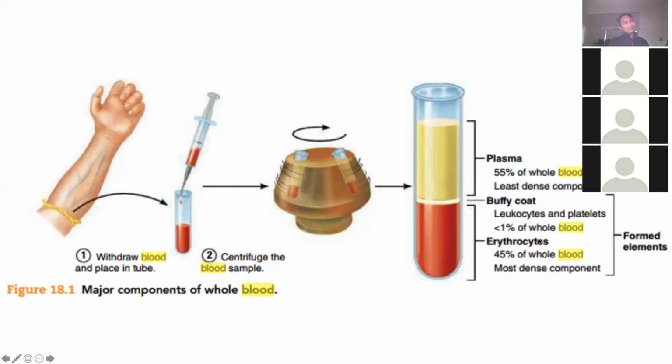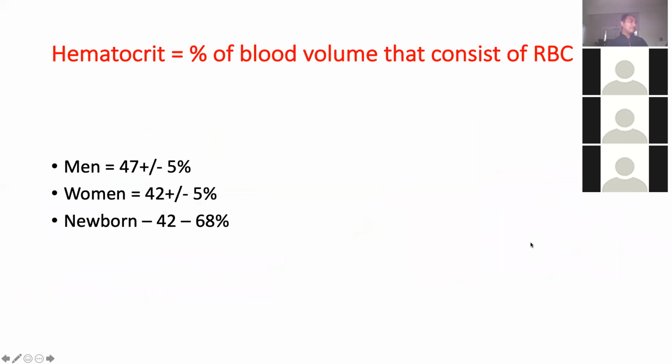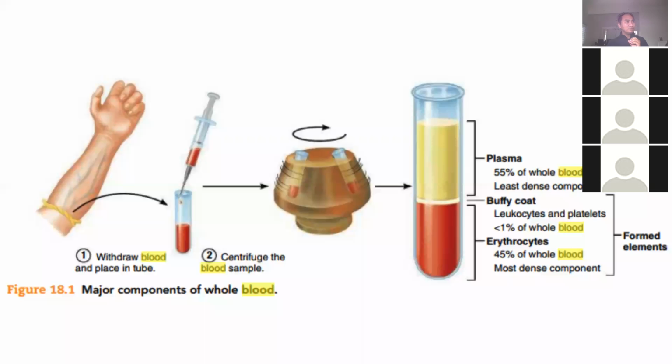Yeah, so that is what we have here. So what is hematocrit? Hematocrit is the percentage of blood volume that consists of RBC, which is this one. This is the hematocrit, which is 45% of blood volume, the percentage of blood volume which is made of the RBC.